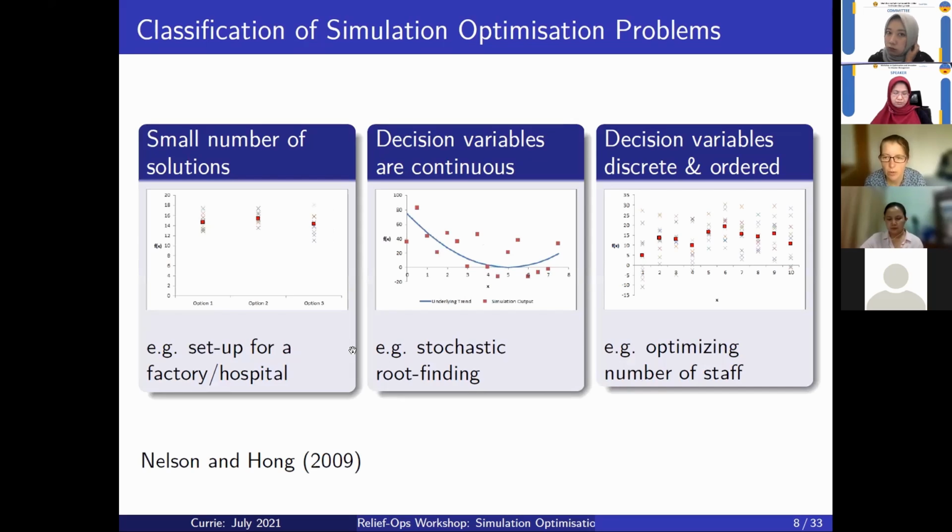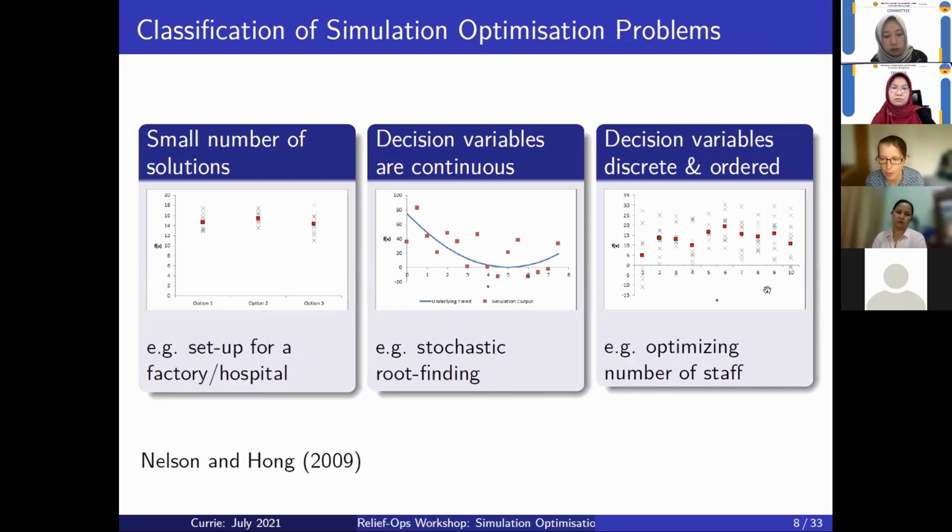Going back then to our 3 different examples we saw earlier, we can classify these, and this is a paper from Barry Nelson and Jeff Hong from 2009, which has a nice way of classifying these different types of optimization. So the first one is our setup for a factory or hospital where we have a small number of solutions. You could also put the one that we have just looked at.